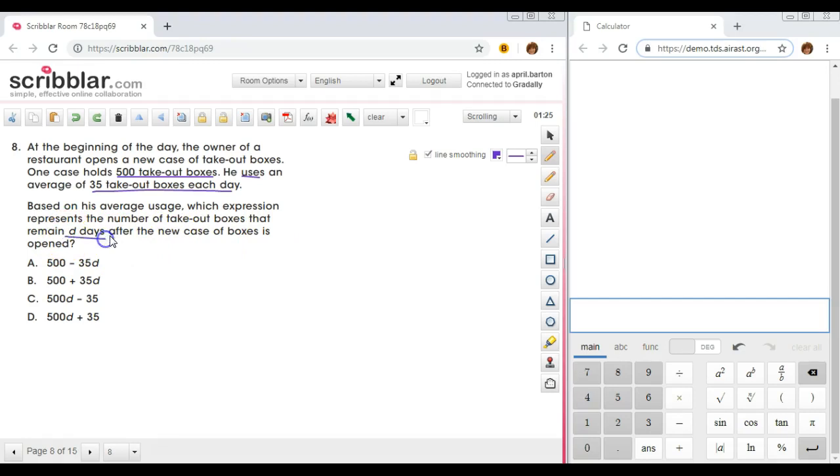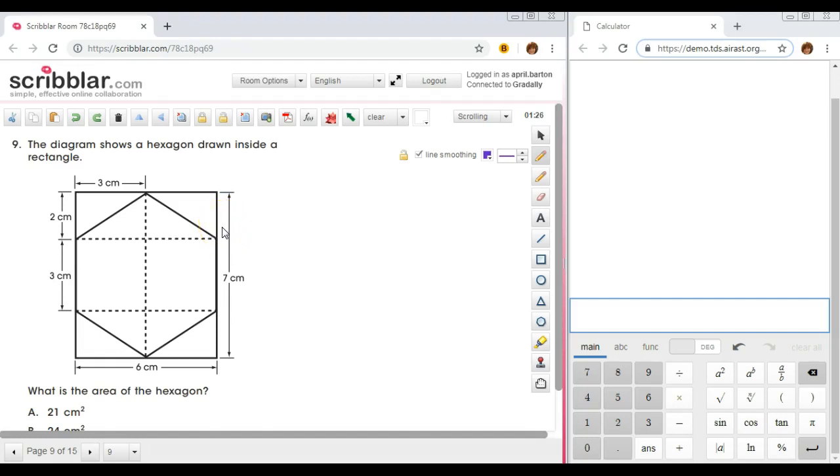So it said D days, and here is where the word day is in our keywords up here. So 35 has to go with the letter D. 35 was used every day, which means our answers can't be C or D because the D is placed with the 500. So both A and B start with 500, but then it says the word uses. Uses means this amount is going to be taken away, which means we need to use subtraction. So we look for those keywords to help us create our expression.